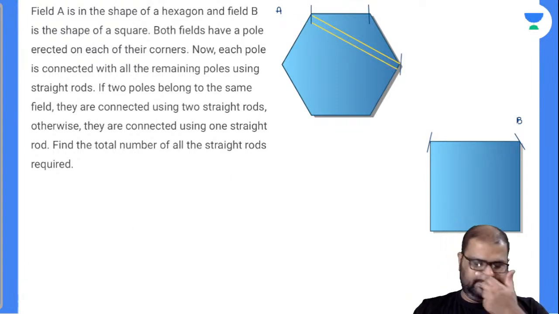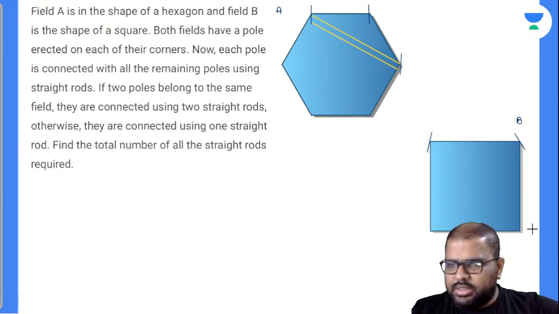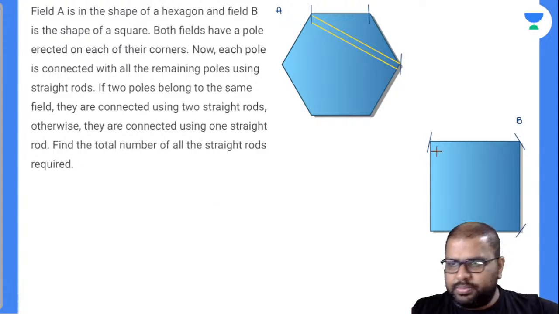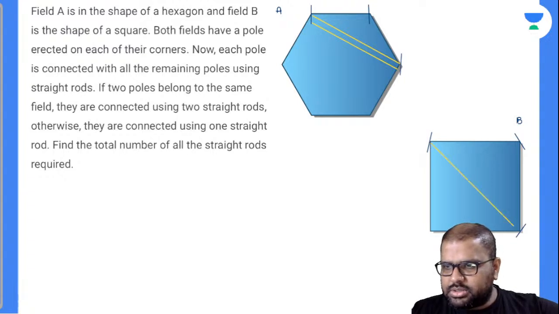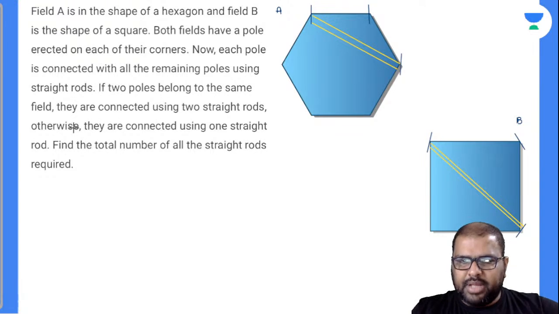Hope it is clear. Same case applicable here also. So this is a corner, a pole, and these two poles are connected with two straight rods. Okay, next, any other doubt? Now otherwise they are connected using one straight rod, it seems.